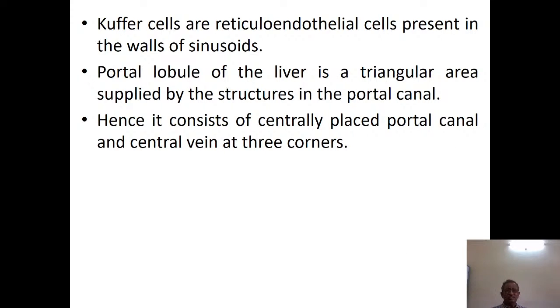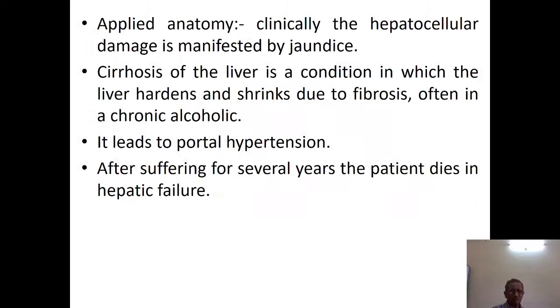The Kupffer cells, reticuloendothelial cells, are present in the walls of the sinusoids. These are a type of reticuloendothelial cell. The portal lobule of the liver is a triangular area supplied by the structures of the portal canal. Hence, it consists of a centrally placed portal canal and a central vein at the three peripheries.